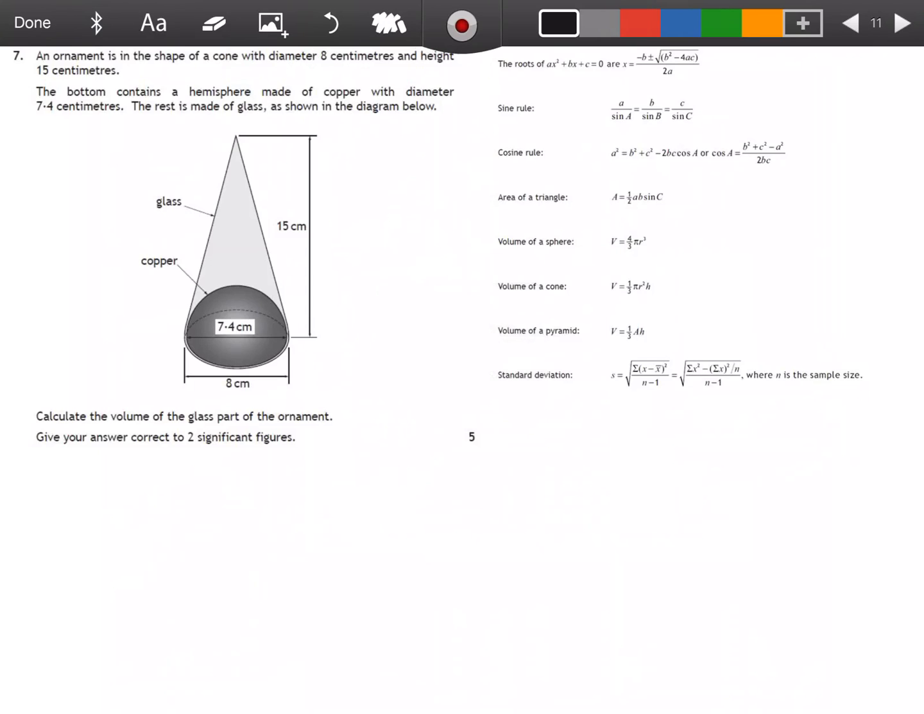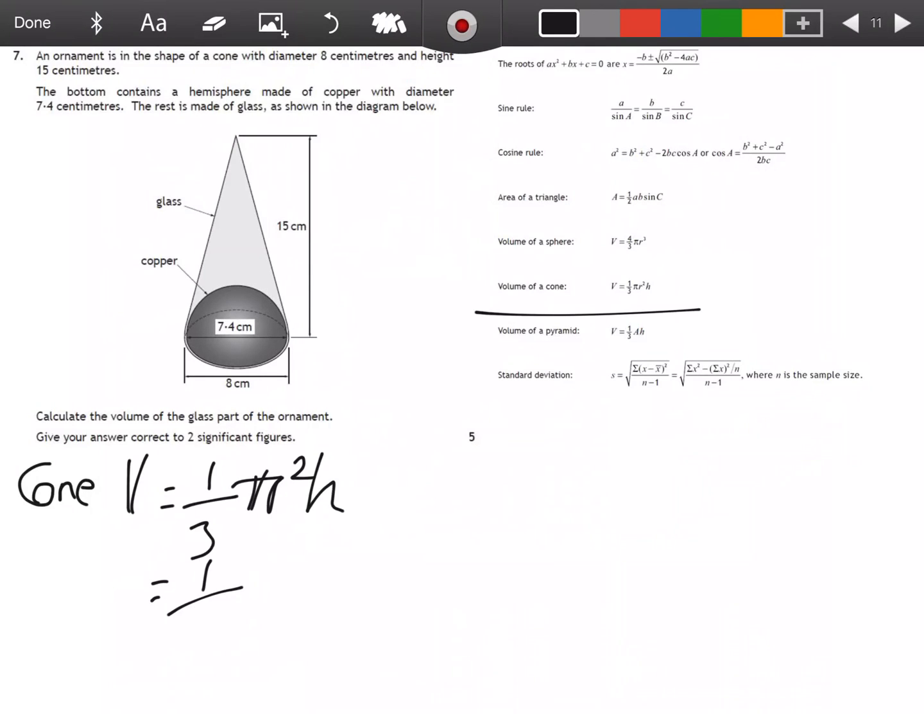Right, so we have a cone, and inside we've got a hemisphere. The hemisphere part is made of copper. The remaining part of the cone is the glass part that we're trying to work out. Whenever you see a shape like this, you work out the volumes of the shapes you can see. So we're going to work out the cone first, or it doesn't really make any difference. Right, the cone: a third pi r squared h.